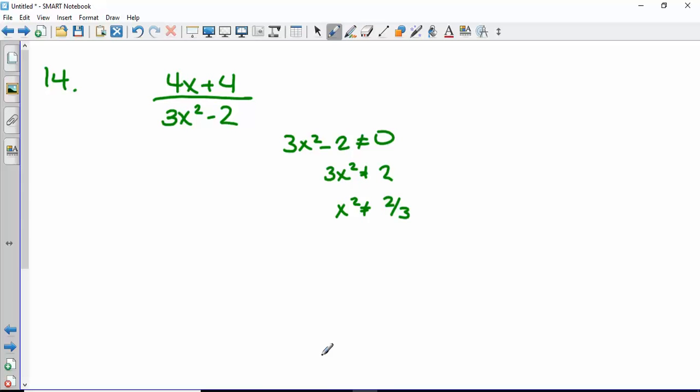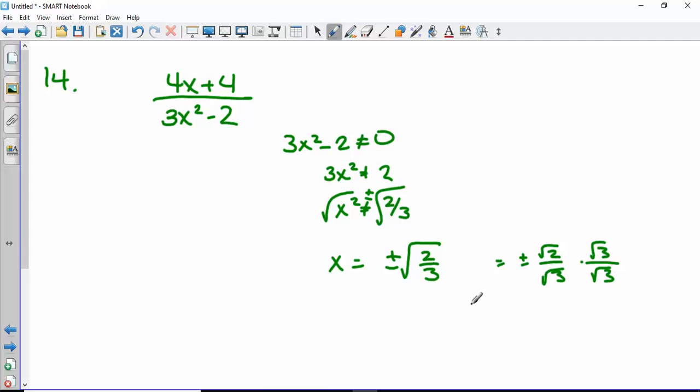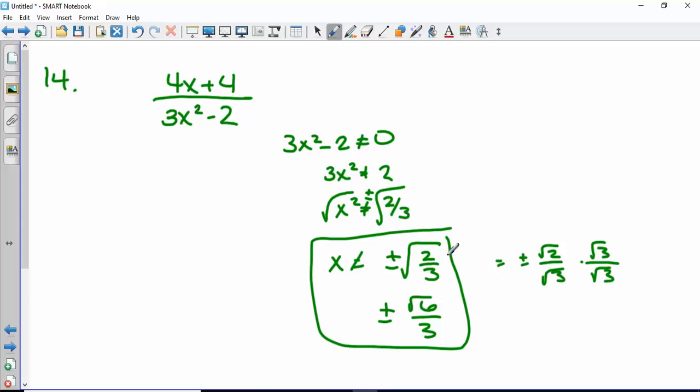To get rid of a square, we do the square root. When you add a square root, you also need plus and minus. So you get the x cannot equal positive or negative square root of 2 over 3. Another way of writing that, if you chose to get the radical off the bottom, if you multiplied that radical 3 on top and bottom, you get plus and minus radical 6 over 3. So those answers are equivalent, just a couple ways of writing the same thing.